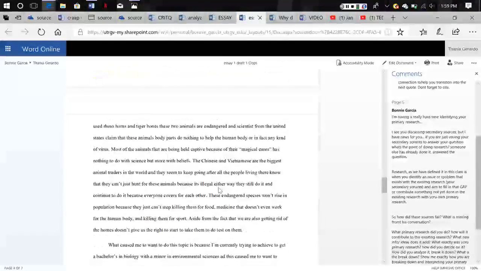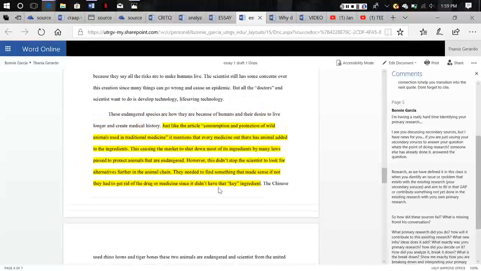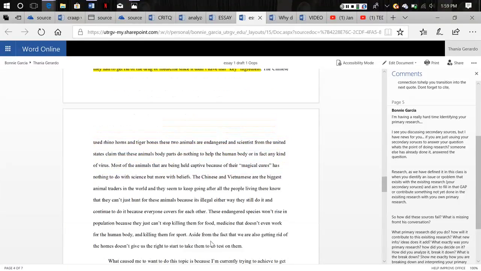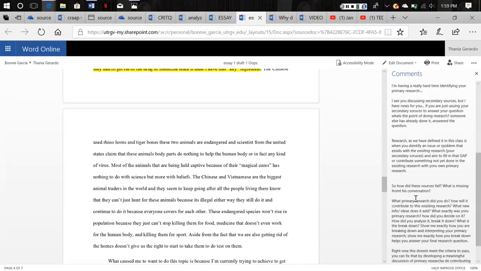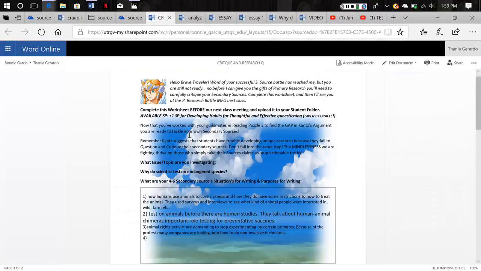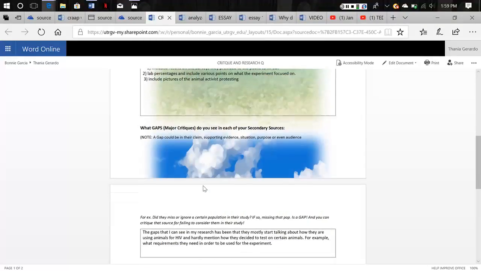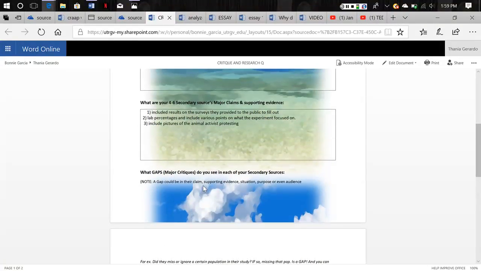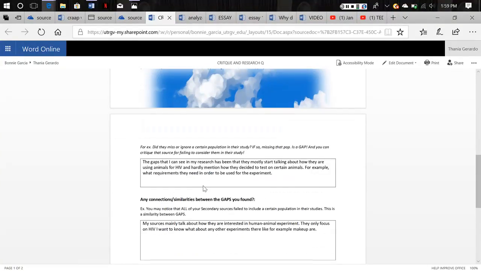So that would be here. I didn't even include my primary research in this essay. So she goes on to talk about gaps. So we did do gaps. So this was, let's see, what gaps do you see in your secondary sources? So the gaps I see, mostly talking about required animals. They don't mention other animals they require to be used in experiments.